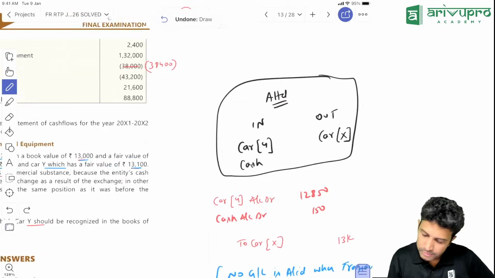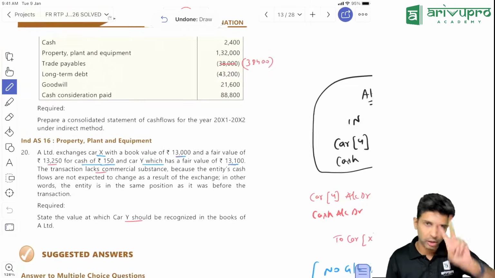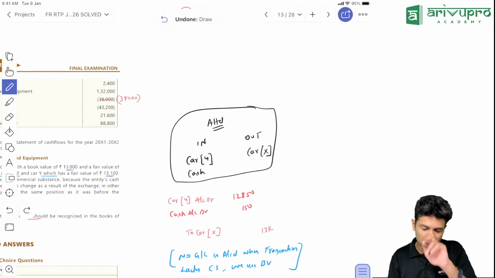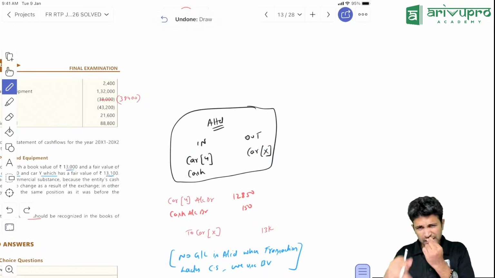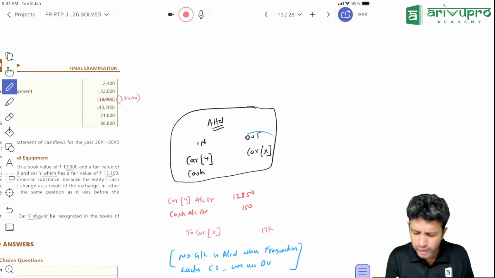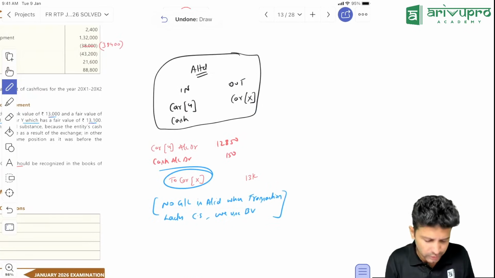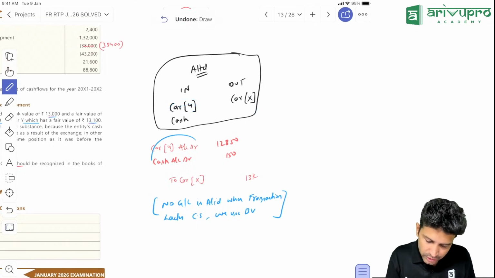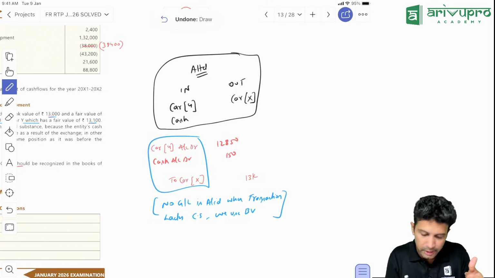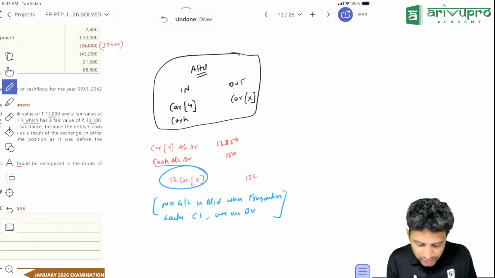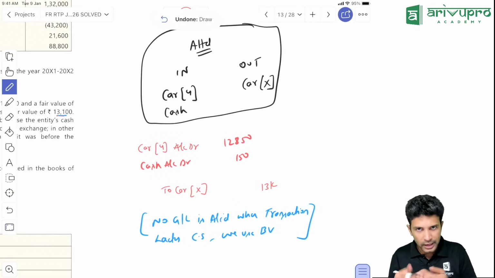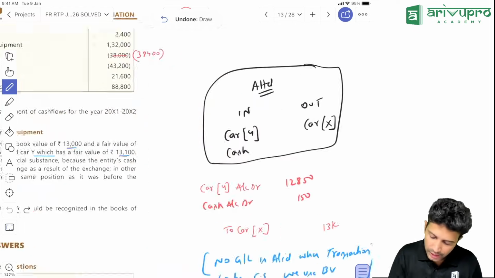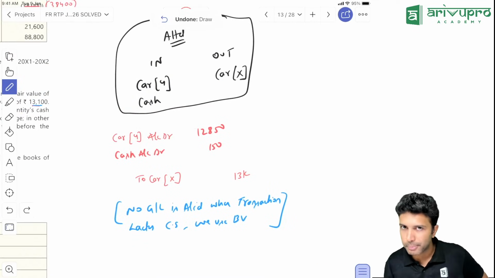Car X is going out. What is coming in? Two things are coming in: one, cash, and another, car Y. With this, you can finish off the journal entry. Whichever asset is going out, you need to de-recognize, so you credit it. You'll have to credit car X. Whichever asset is coming in, you need to debit. So car Y you will debit, cash you will debit. This journal entry part you can complete first. Now, since car X has gone out and you have to cancel it, you cancel its book value only. Whatever value you are showing in your books, you need to cancel that. So you'll credit car X by 13,000. That portion is complete.